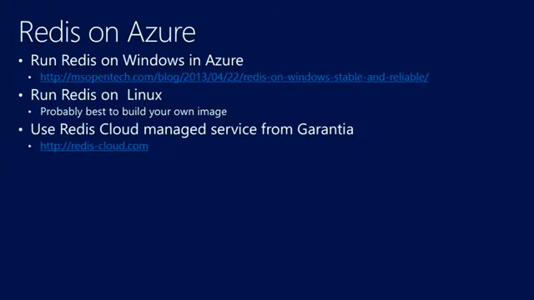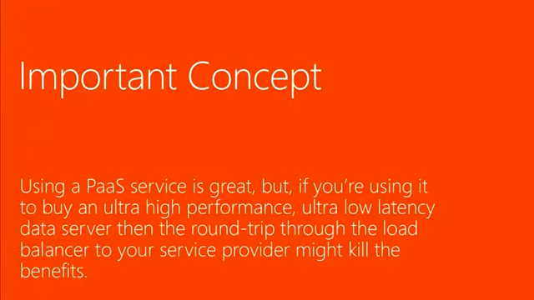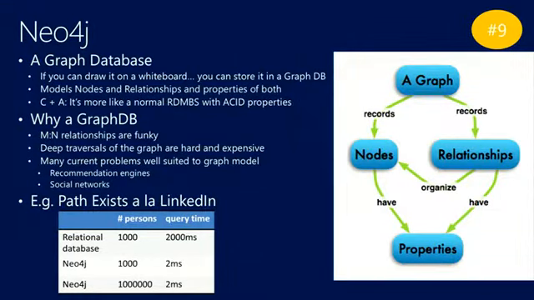Right? I would not go buying Redis as a platform as a service. It's not designed to be consumed as a platform as a service. Go buy something much cooler: React, Mongo, lots of other options. Neo4j, anyone use a graph database? Anyone heard of a graph database?